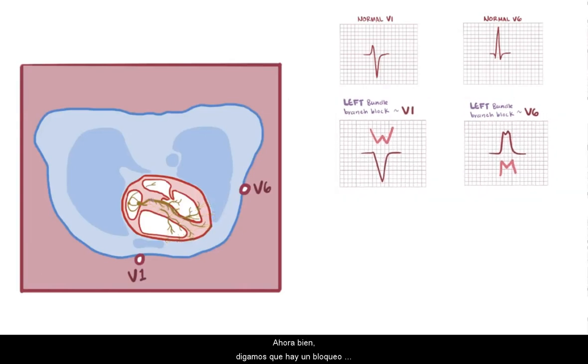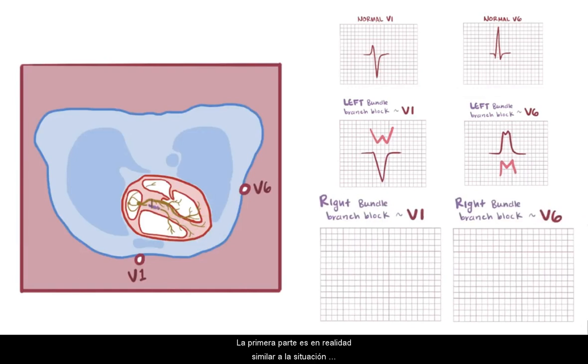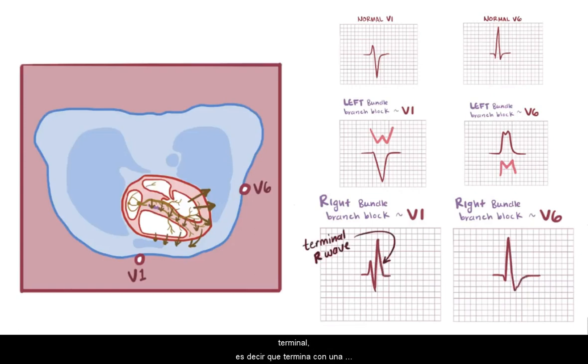Alright, now let's say that there's a block on the right bundle branch. The first part is actually similar to the normal situation, right? So the septum depolarizes from the left bundle branch toward the right ventricle, so toward and positive in V1 and away and negative in V6. Next, the left ventricle depolarizes, and you get a negative deflection in V1 and a positive deflection in V6. Finally, as the right ventricle depolarizes in a roundabout sort of way, you get a positive deflection in V1 and a negative in V6. So V1 has a large terminal R wave, meaning it ends with a large R wave, and this gives it an M shape. On V6, there should be a slurred S wave, giving it a W shape.